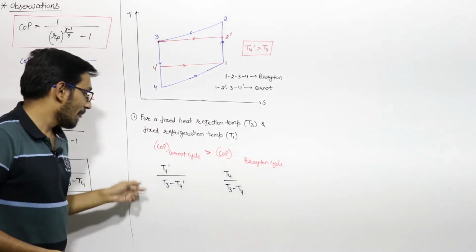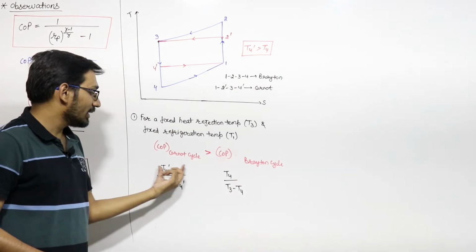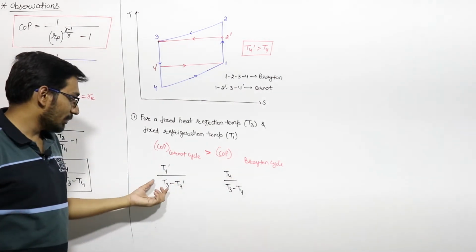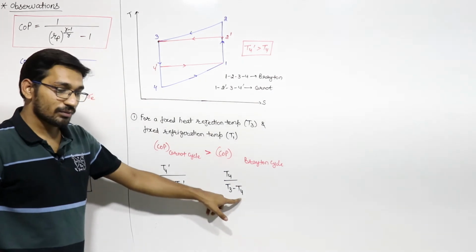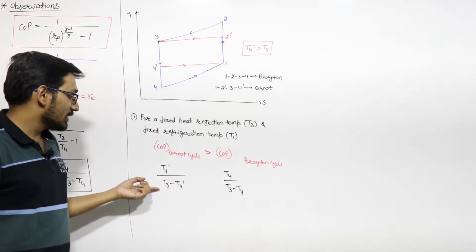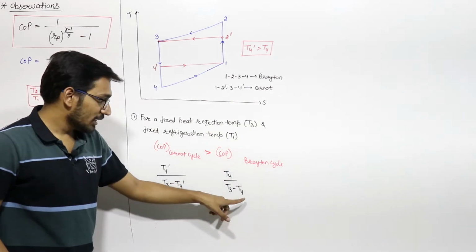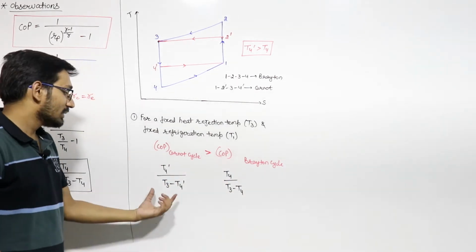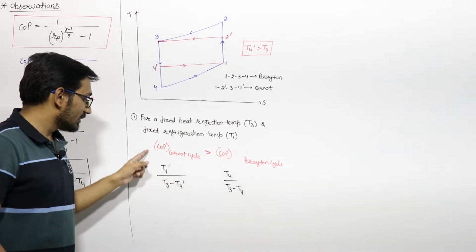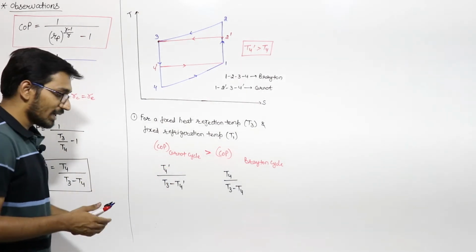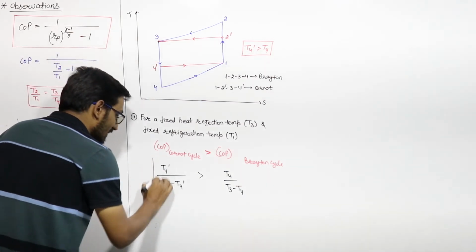So if T4 dash is more than T4, then this numerator is more than this numerator. T3 is the same. Since there is a minus sign, this denominator is less than this denominator. Here T4 is less, so T3 minus T4 is more than T3 minus T4 dash. So here the denominator is less, so this complete term T4 dash upon T3 minus T4 dash is more than T4 upon T3 minus T4. Basic, simple mathematics.